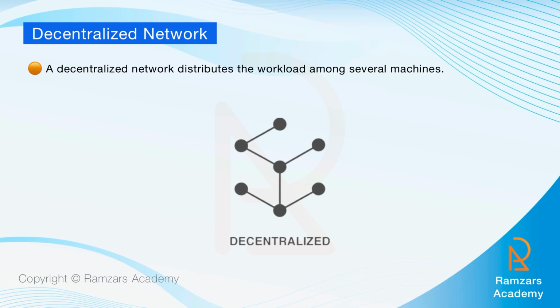Now, if we talk about a decentralized network, it distributes the workload among several machines, instead of relying on a single central server. The increase in the processing power of desktop and laptop computers these days can serve requests beyond the needs of most business applications. The extra computing power of the desktops and laptops can be used for enabling distributed processing.